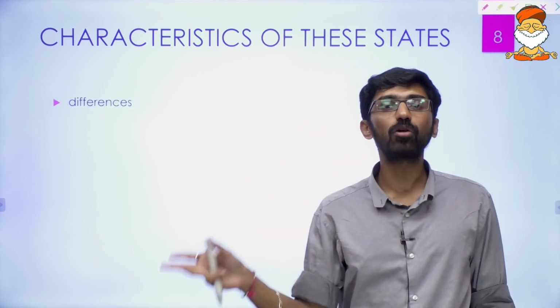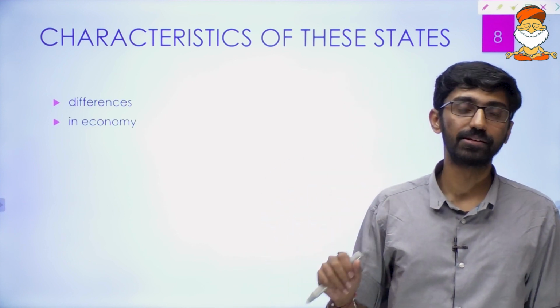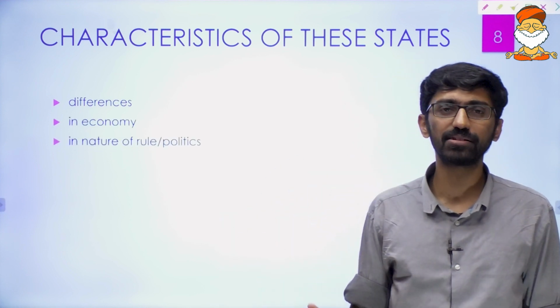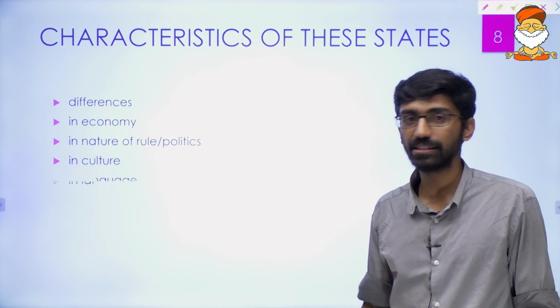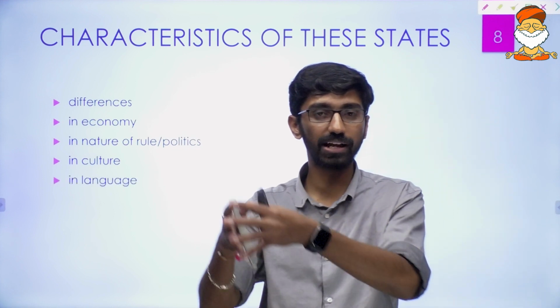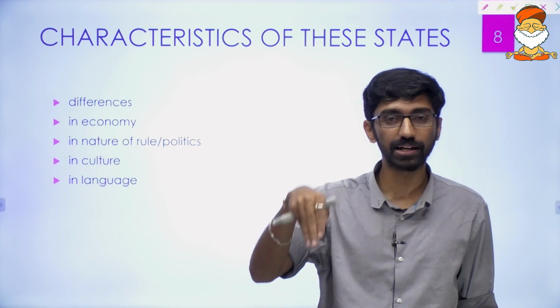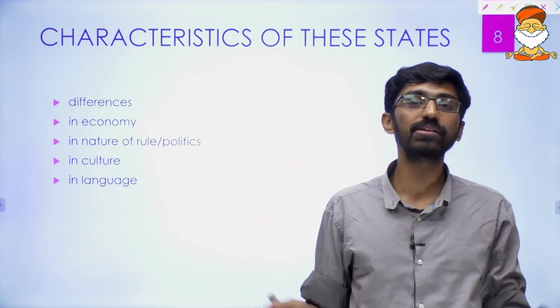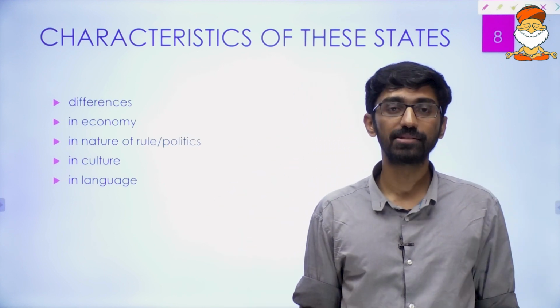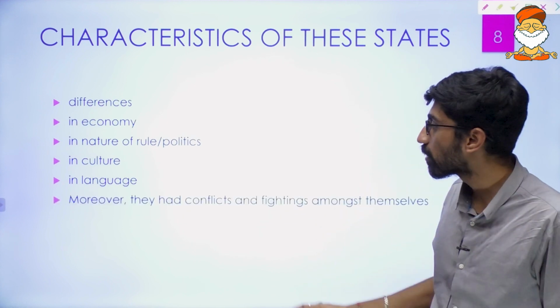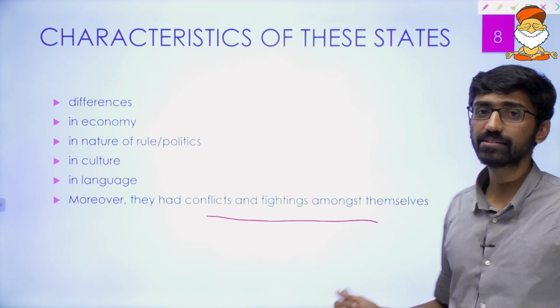Now, what are the characteristics? There are a lot of differences between these states. The differences in economy, in political system, in culture, in language, like the Marathi language, then Punjabi, Bengali, Hindi, Telugu, Urdu, and Kannada. So a lot of differences were there among these states, and the differences also led to a lot of conflicts and fightings among themselves.